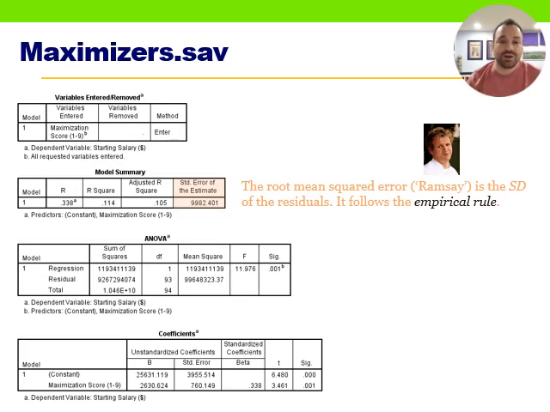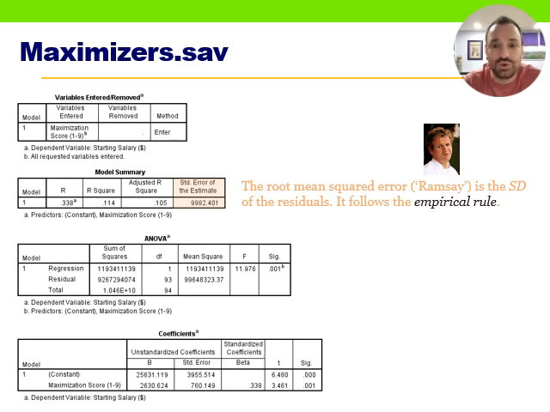Okay, back to our output. There's one other number in that model summary table that I want to bring to your attention. SPSS calls it the standard error of the estimate. Textbooks usually call it the root mean squared error, or RMSE, which people call Ramsey for short. So we're going to call it Ramsey.